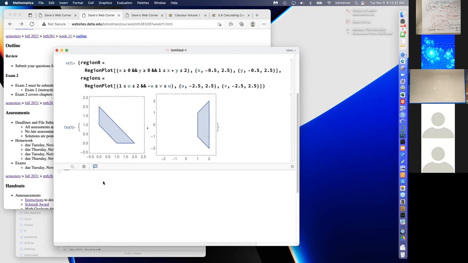So let's try this. Integrate. And let's show you a funny command called bool. So I want to integrate the function f of x comma y, but I only want to evaluate it over this trapezoid here that's called R. So bool is a command that says I'll return a 1 if the statement inside here is true, and I'll return a 0 if the statement inside here is not true.